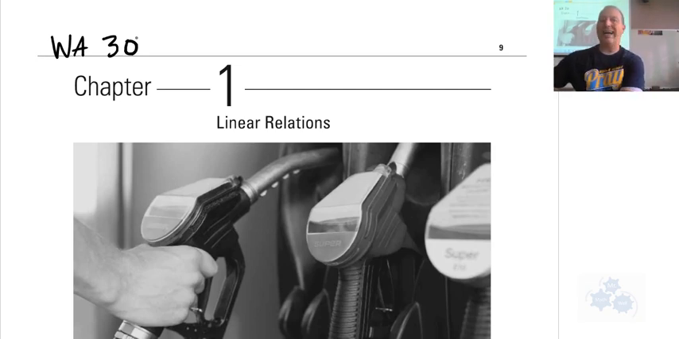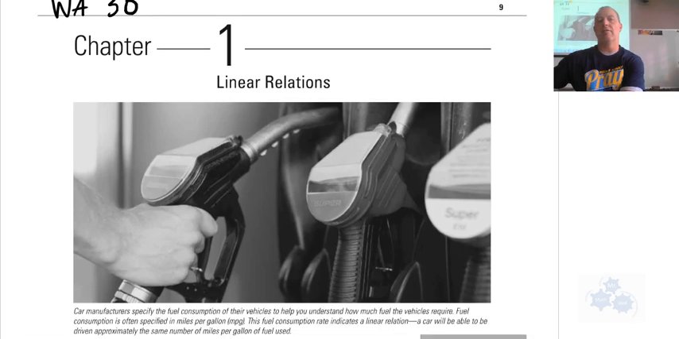So why do you think there might be a picture of fuel pumps on this? Anyone? Fuel consumption. Okay, fuel consumption. What about fuel consumption? What does that have to do with linear relations? There's a little bit of a caption under there, so you might want to read that, I guess.